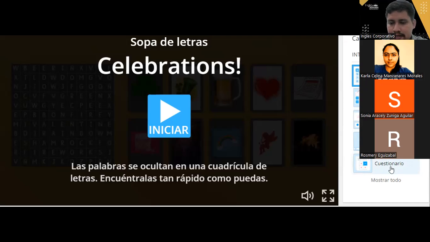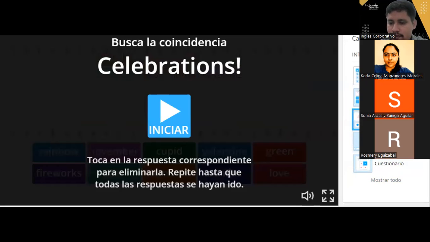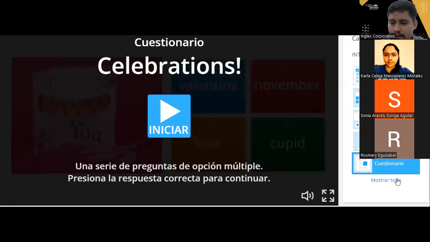Okay, you have all the options, and all of them are going to be related to the topic celebration. You decide which one you like the most. There are some others here that you can choose. If you click on mostrar todo, there you're going to have more activities.